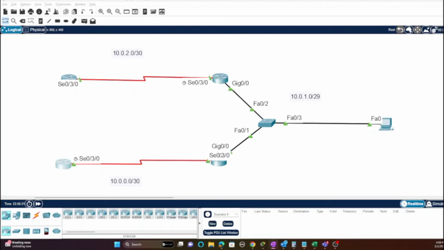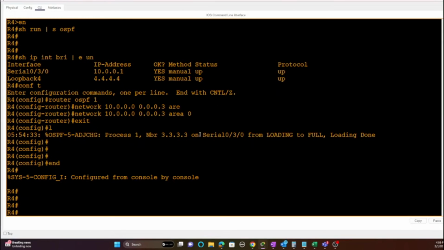But first, let's look at the serial point-to-point network type for this. Now, this can be a different type of network. You can configure it to be a different type of network. But again, we're keeping this simple. We're just trying to learn OSPF. So let's log into this router right here.